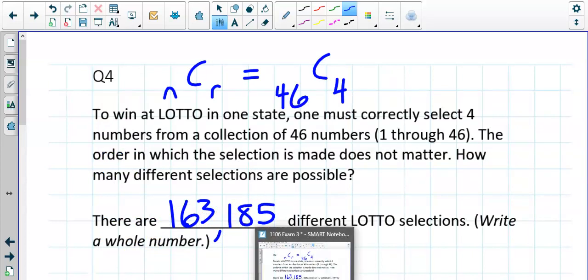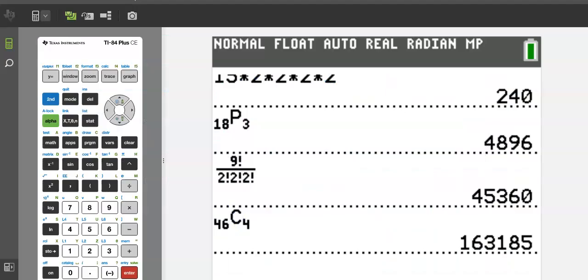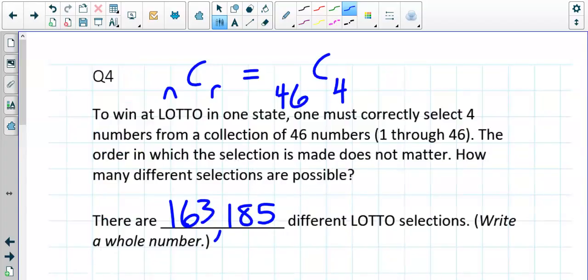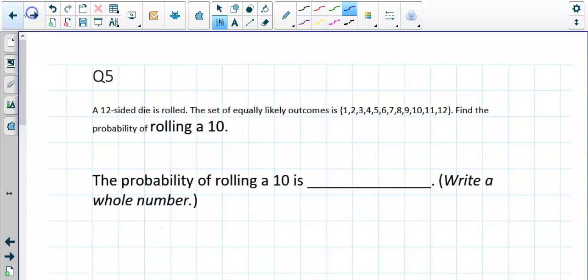163,185. Let me make sure of that number again. Yes. Okay. So there we go. Flying right through this, guys. It's all pretty much straightforward. Using a lot of calculator techniques on this. Hopefully you're not trying to do this by hand. That would be just silly.